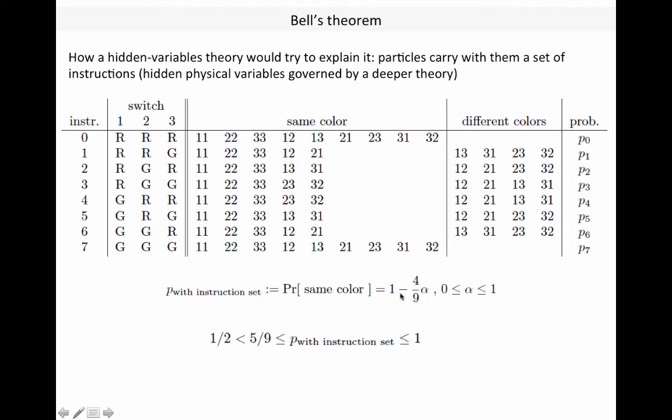So the smallest probability that you can get out of a hidden variables theory for finding the same color is 5/9. But in our experiment, we got a half, which is less than 5/9. No hidden variables theory can give us a probability as small as a half. All hidden variables theories give us a probability of finding the same color of 5/9 or greater. So if we actually conduct an experiment like this in real life, and of course, in real life, color is going to mean some physical property of the particles, if we find the probability is less than 5/9, then we have disproven hidden variables theories.